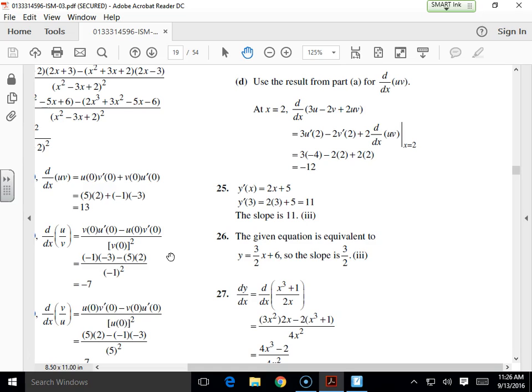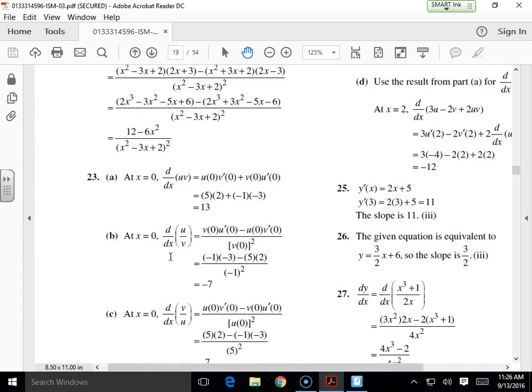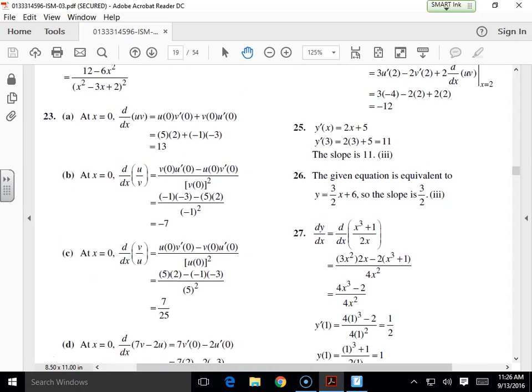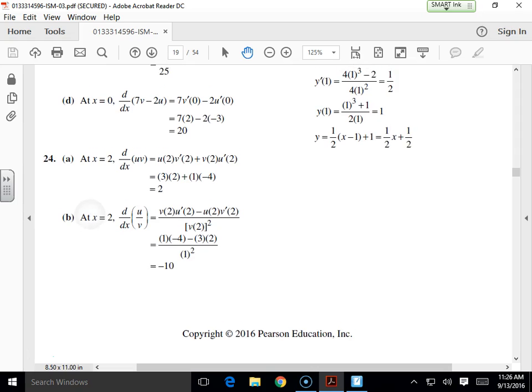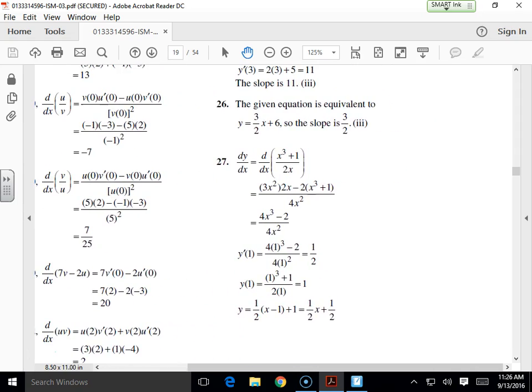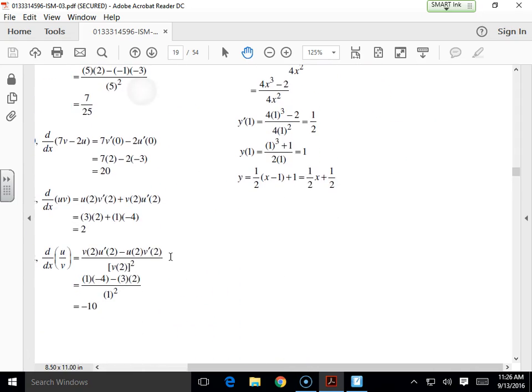Letter D, we're supposed to be finding, use the result from part A. What was part A you were asking for? Part A was the product rule, yeah. At 2. Wait, oh, you're on the wrong one. It's supposed to be... Oh, you're right, sorry. Yeah. At 2. Okay, so the product rule at 2 equaling 2, right?